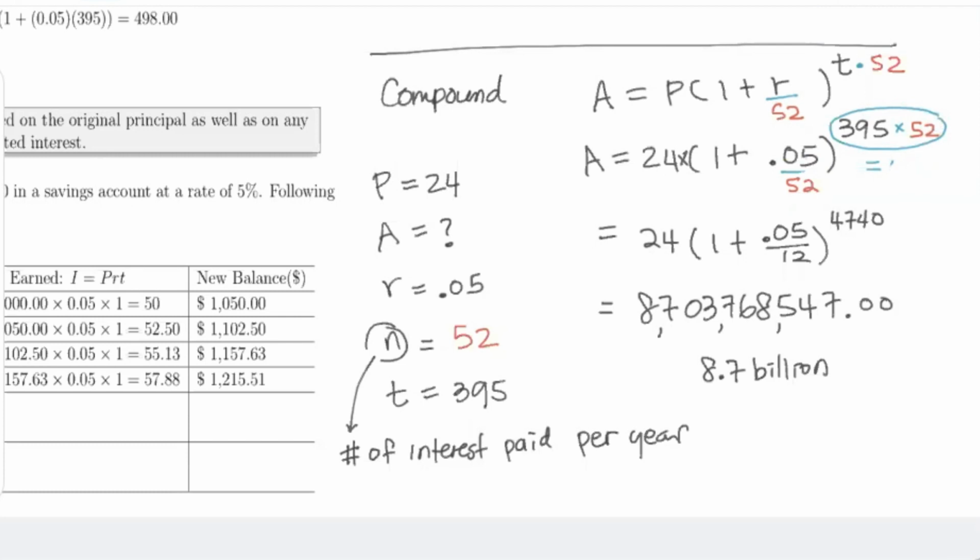Let's multiply 395 times 52. You have 20540, and then you write that as the exponent. 20540. Let's compute this. Again, I'm asking.